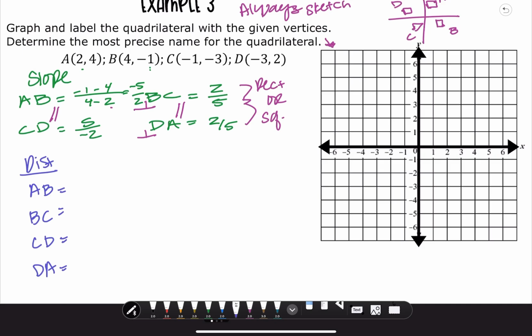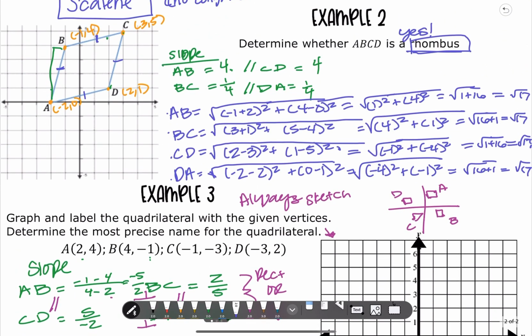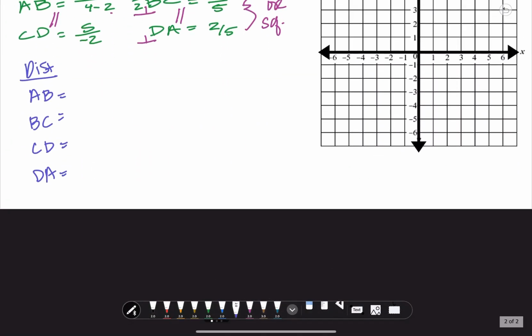All right, so I want you to pause the video, go ahead and find the distance. You can leave it as a radical, just like we did right here. We didn't have to go forth and simplify our radicals, because if the radicand is not the same, then your final answer would also not be the same.